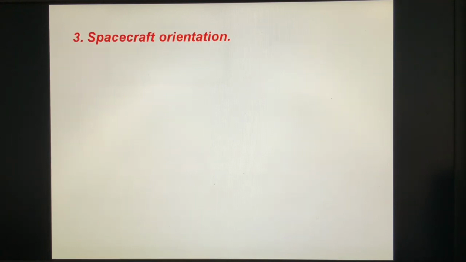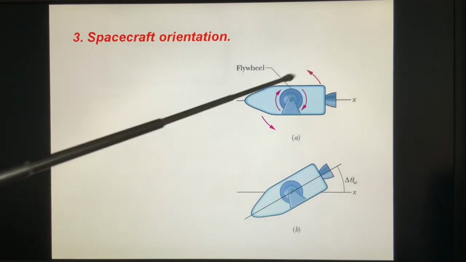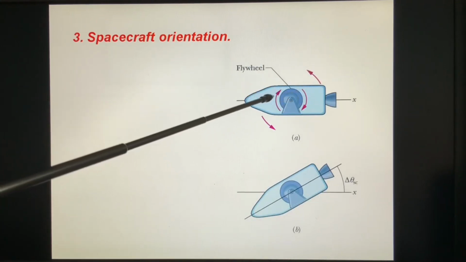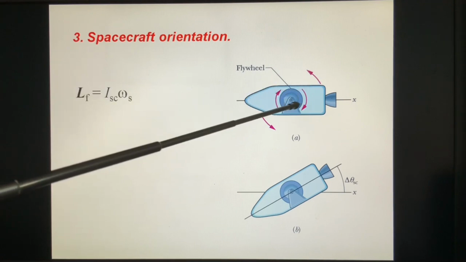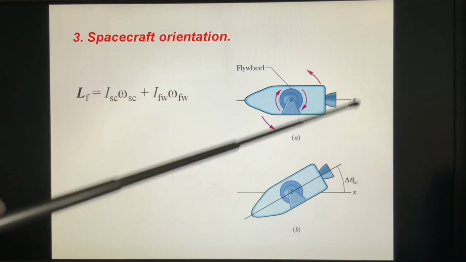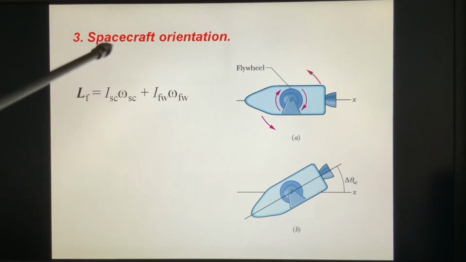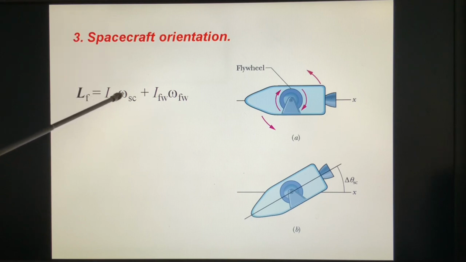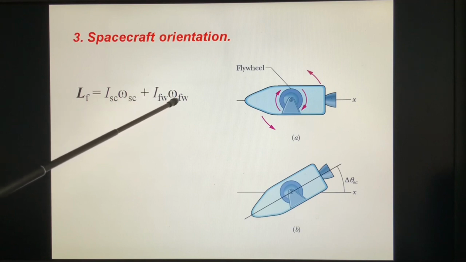Three, spacecraft orientation. In a spacecraft, we have a flywheel. When you want to adjust the orientation of the spacecraft, we rotate the flywheel. Why? Because this is an isolated system. The total sigma external torque is zero. So its angular momentum is conserved, which is equal to I spacecraft omega spacecraft plus I flywheel angular velocity flywheel.